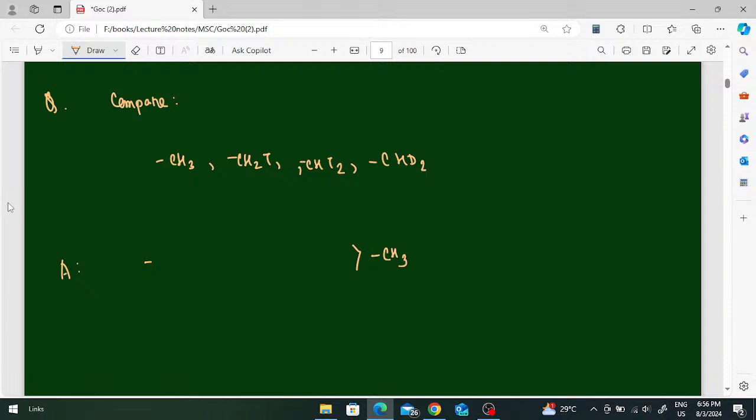Okay, so CH3 wins here, that is sure. But the comparison between CH2T and CHD2 is the most perplexing one. Now, what do you think? Is 2D going to win or 1T?